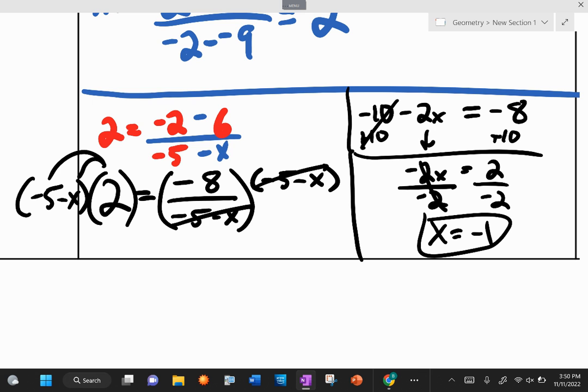So I got 2 right here just from finding the slope of AB. So I did y2 minus y1.